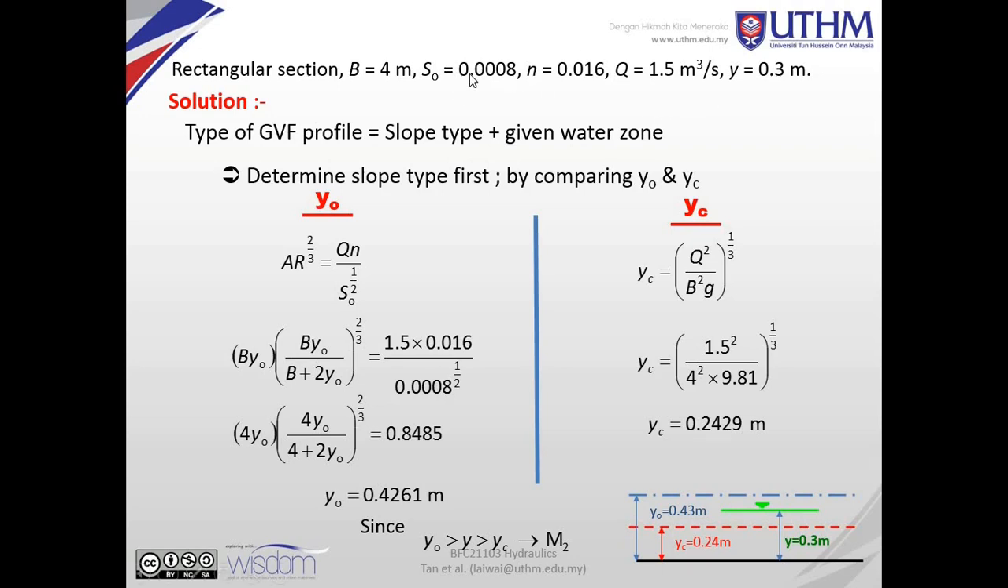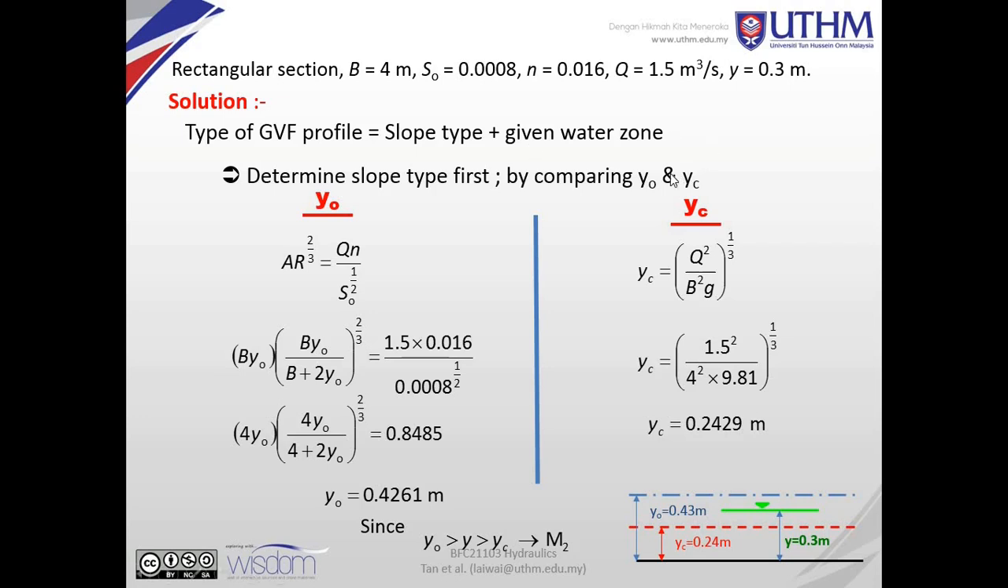So the first thing, to give the name of the GVF profile, is to provide what is the alphabet and what is the number. So the alphabet is represented by the type of the slope of the channel, whereas the number is represented by the region of the water zone. So let's go to the first step by determining what type of slope we have in this question.